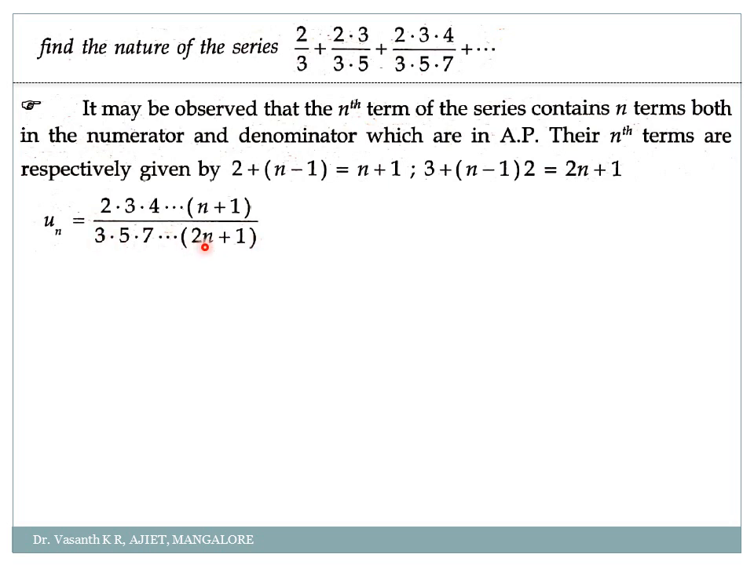1 plus 2 is 3, fine. Take n equal to 2. 2 plus 2 will be 4. But I want 5 here. So I should write it as 2n plus 1.